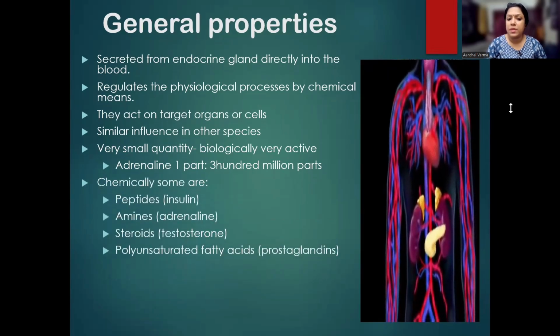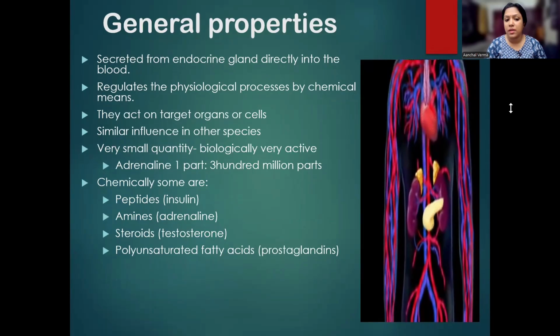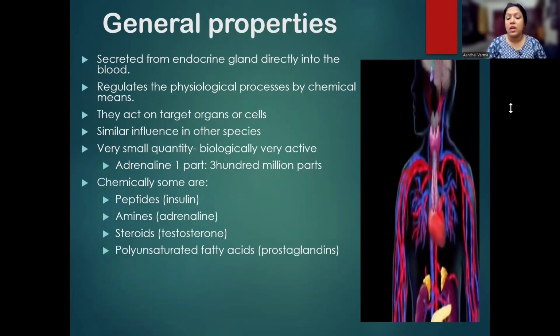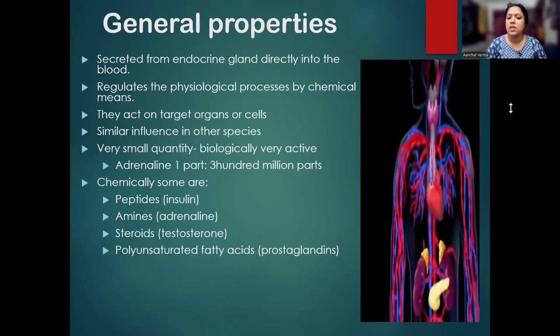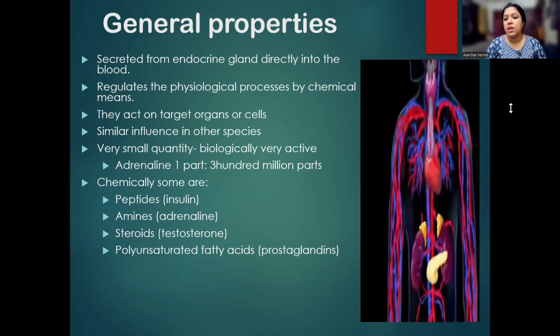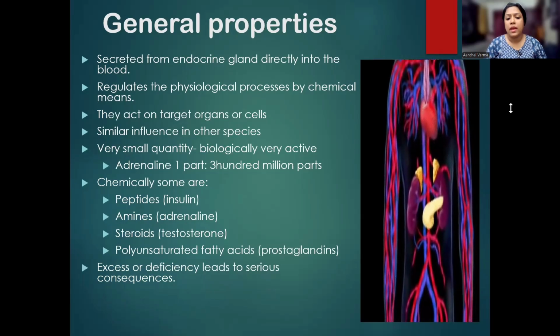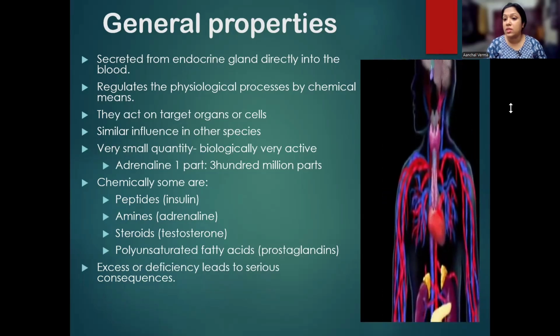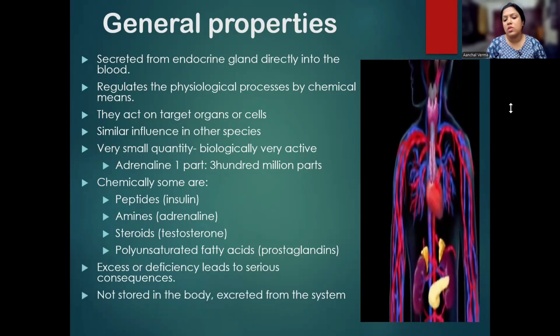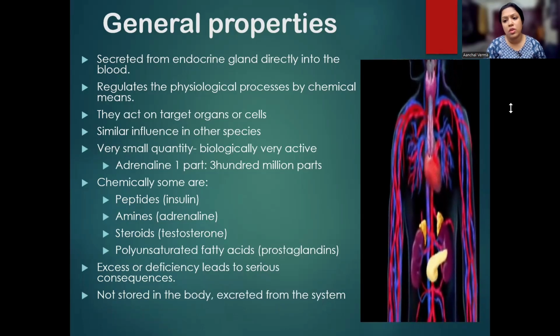Chemically, they can be peptides like insulin, amines like adrenaline, steroids like testosterone, estrogen, progesterone, and polyunsaturated fatty acids like prostaglandins, the hormones which make you feel pain, right? Excess or deficiency leads to serious consequences, and hormones are not stored in the body. So excess hormone is always released by our excretory system.